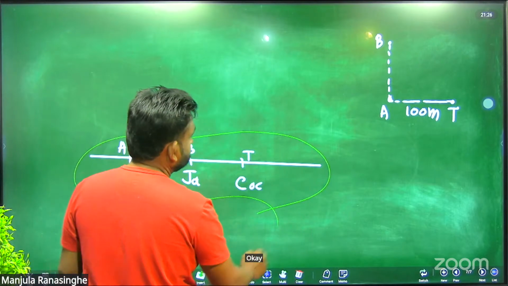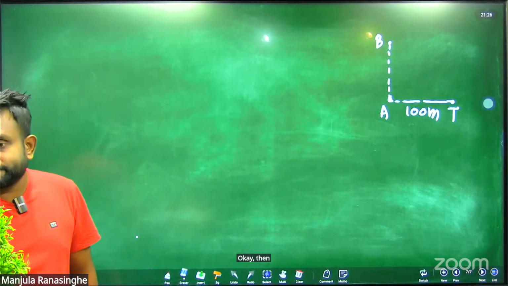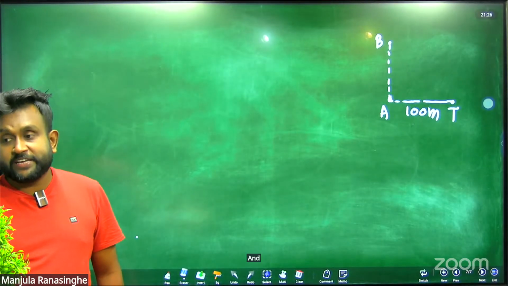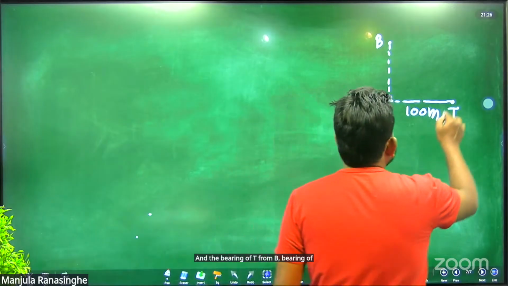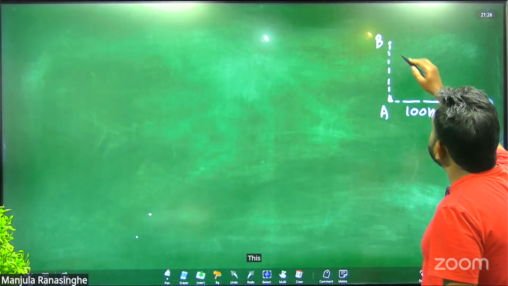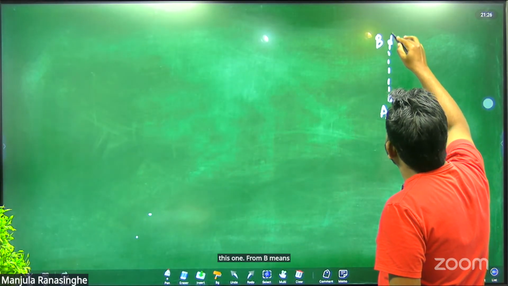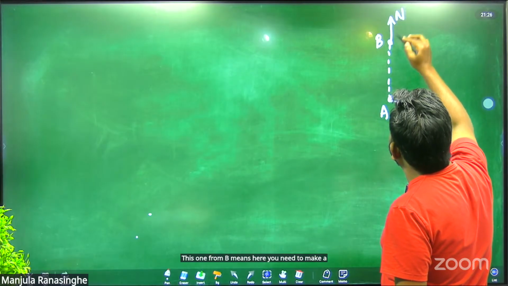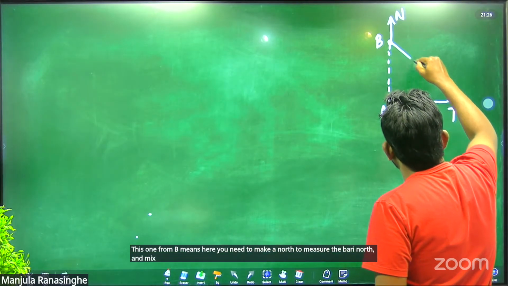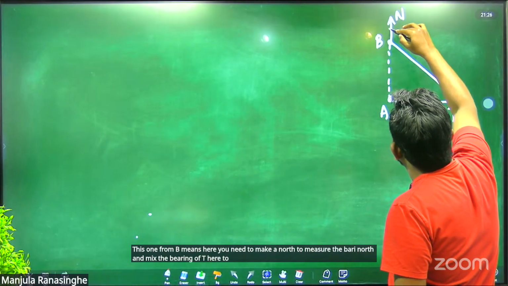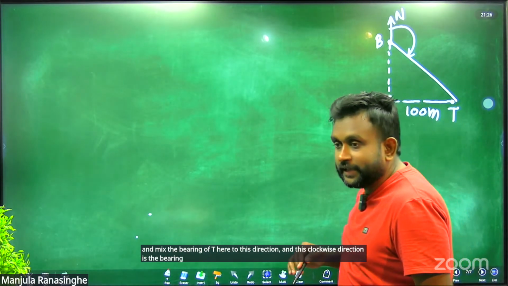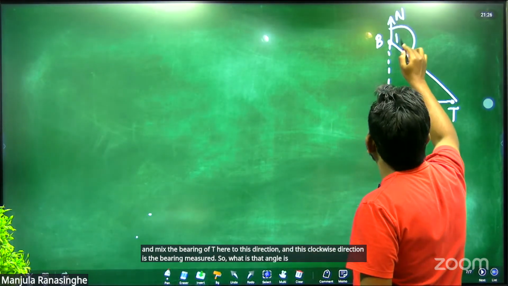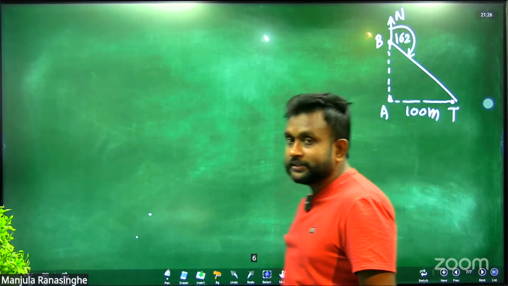Okay, then the bearing of T from B. The bearing of T is this one. From B, you need to make a north line to measure the bearing. North, and then the bearing of T is measured in this clockwise direction. So what is that angle? It is 162, right? Okay, this is the case.